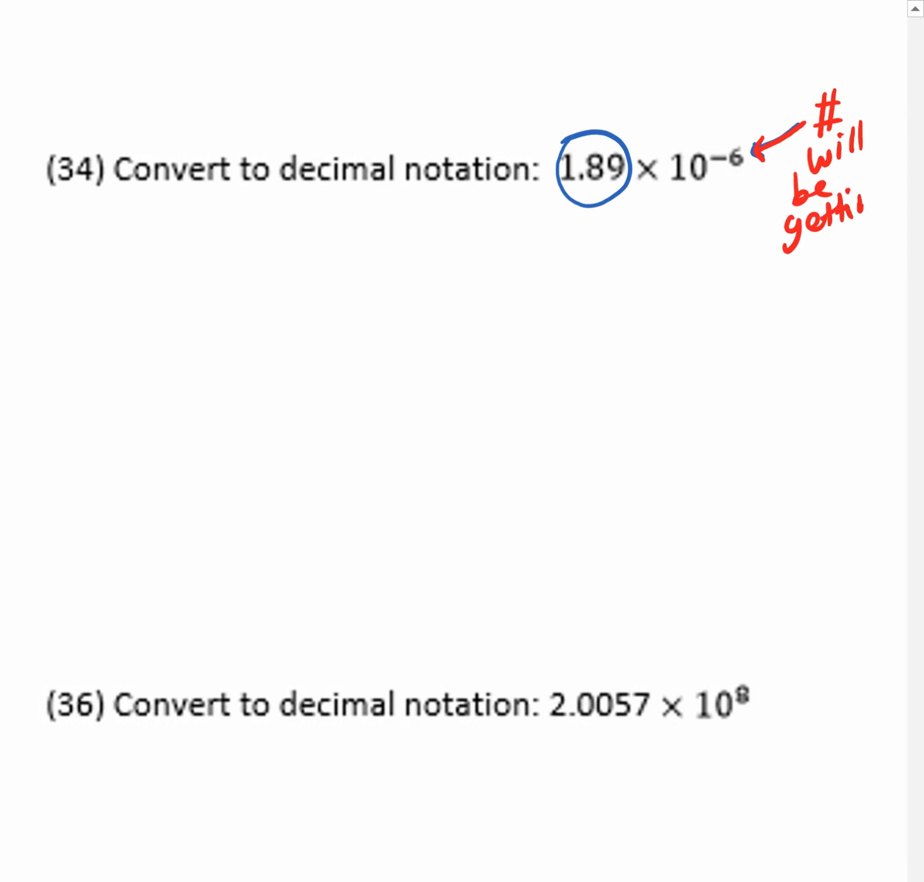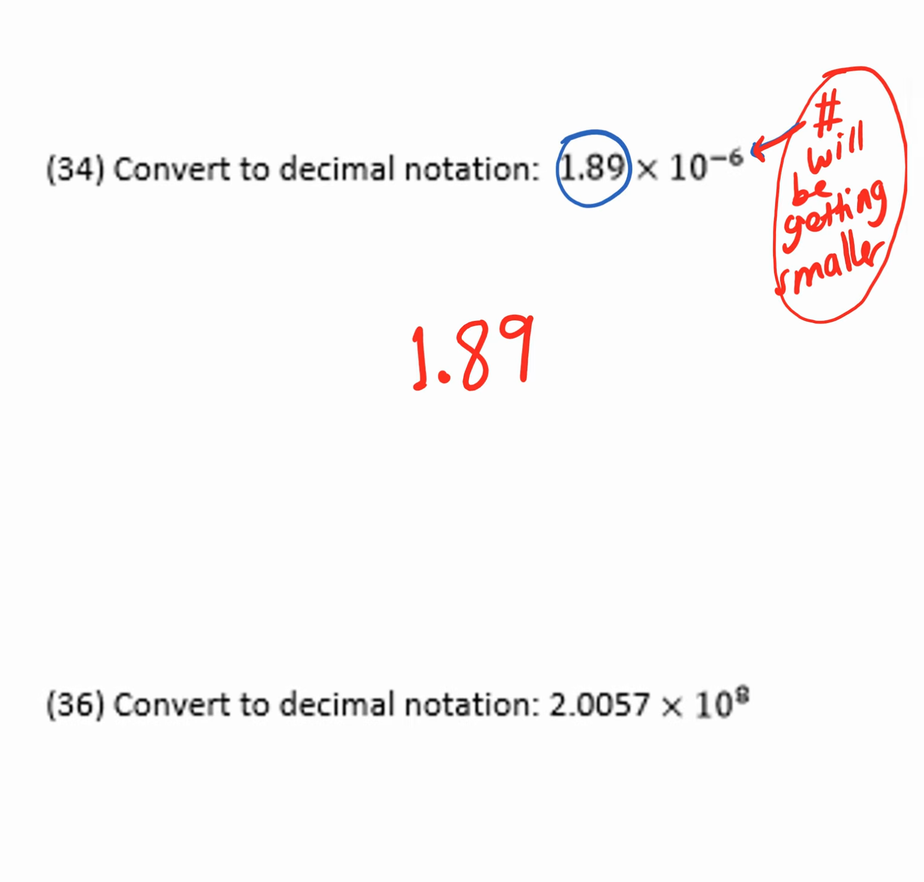So anything with a negative exponent represents a small number. But if I saw a positive exponent, like if that was a +6, my answer should be a big number. So I look at 1.89 and I say, okay, if I move that decimal to the left or to the right, which direction would give me a smaller number? Well, think about if you move it to the right, that's going to make the number bigger, right?